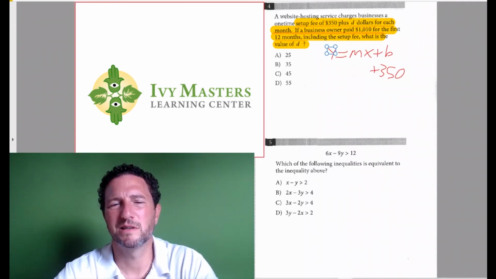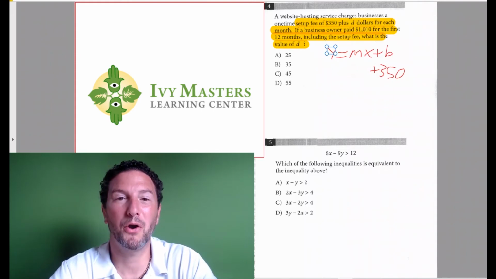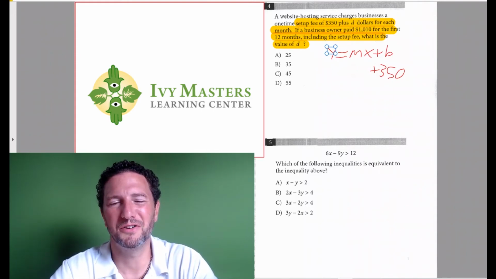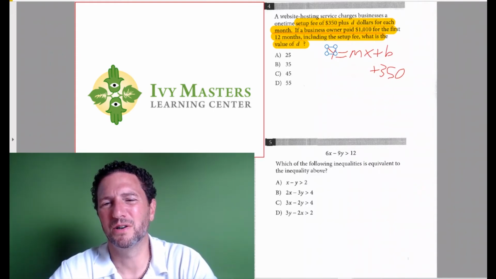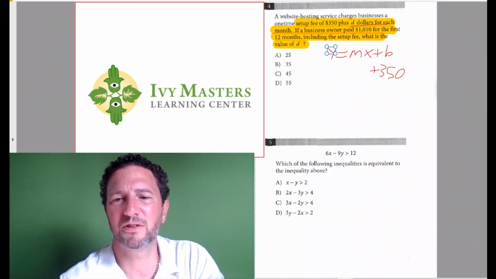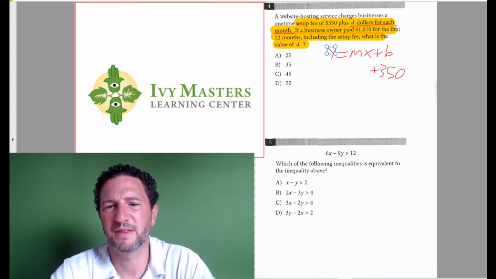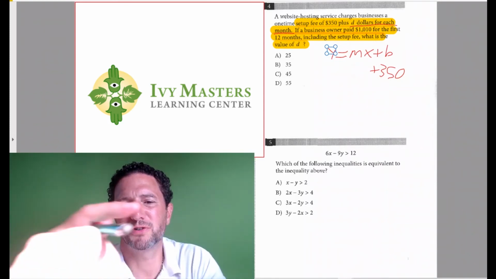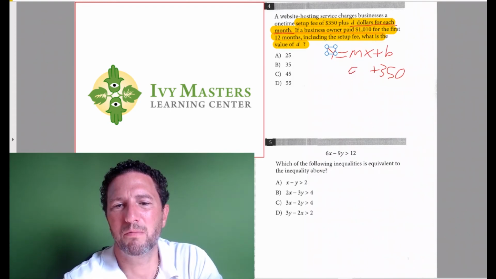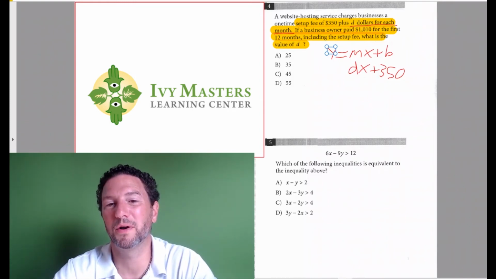What else? Well, anytime you see the word each or every or per, then you know you have your slope. So what's our slope here? Well, it says here it's D dollars for each month. So D is actually your slope, and the months is actually your x. That's what we're solving for.